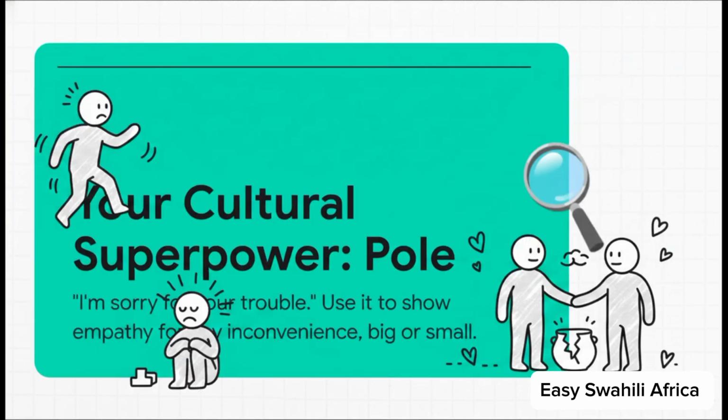Now, let me introduce you to a word that is basically a cultural superpower. The word is pole. It might translate to sorry, but it is so much more than that. It's a pure expression of empathy. If you see someone stumble or if they tell you about any kind of problem, big or small, just saying pole shows that you care. It's a simple word that creates a really powerful connection.